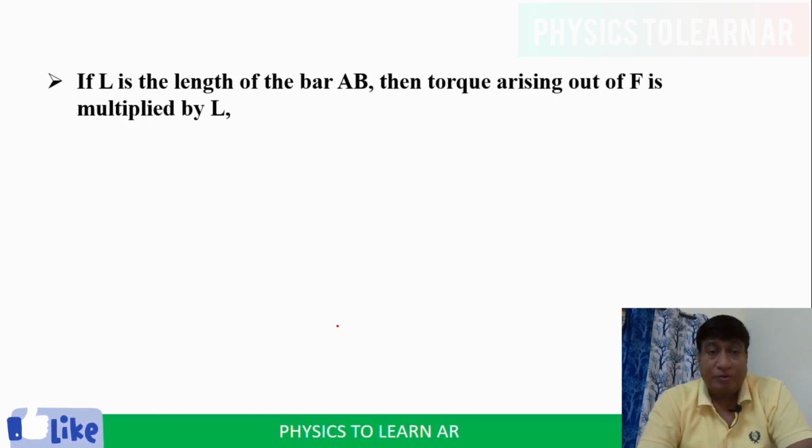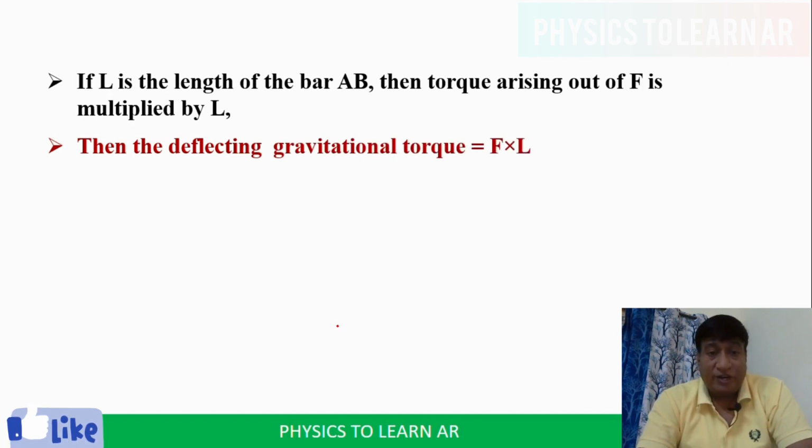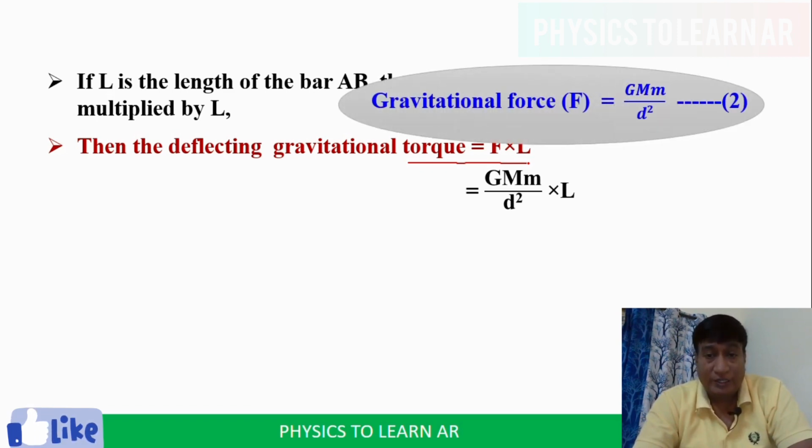If L is the length of the bar AB, then the torque arising out of F is F multiplied by L. So the deflecting gravitational torque is F into L. We have already studied that torque is r bar cross F bar. Instead of r bar here we use L, so we write F into L. The F value is capital G into capital M into small m by d square, into L. The gravitational force, which you have already studied, is F equals capital G into capital M into small m by d square.